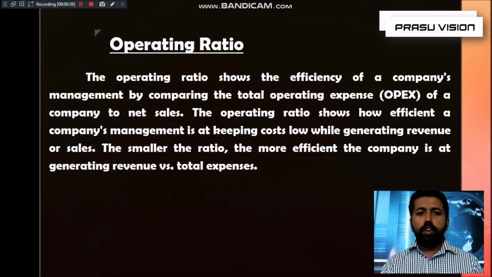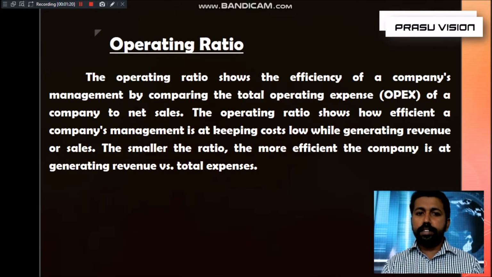You know very well, operating ratio is related to operating expenses. It shows the relationship between the operating expenses and net revenue from operation. It always shows the efficiency of a firm's management. Whenever they are investing more in operating expenses to meet the day-to-day affairs, whether it is converted into profit. So it shows the relationship between the operating expenses and net sales.